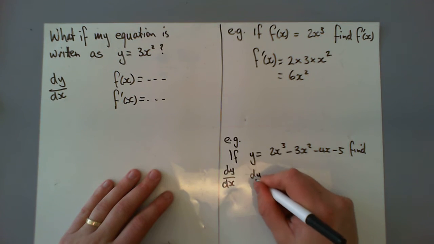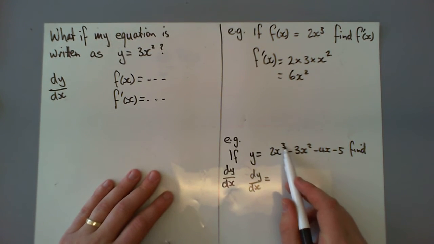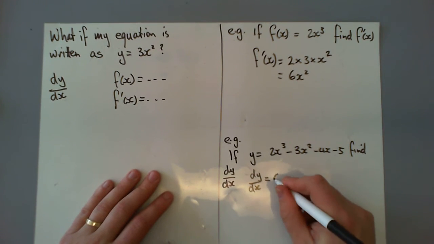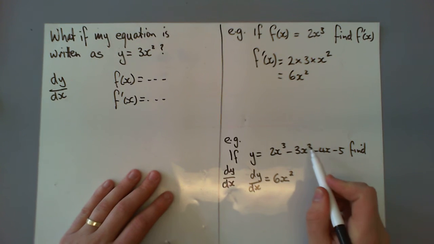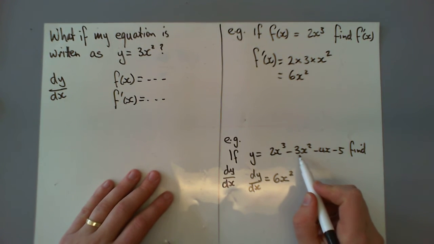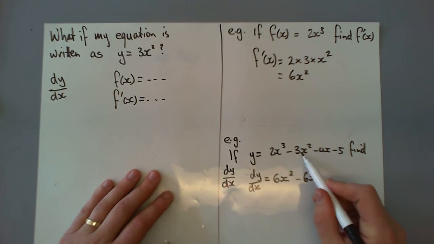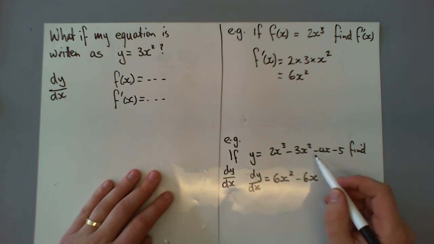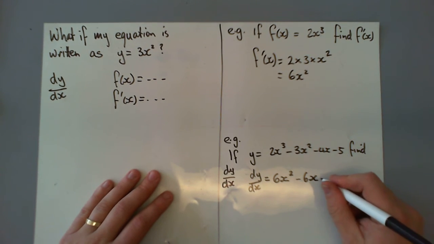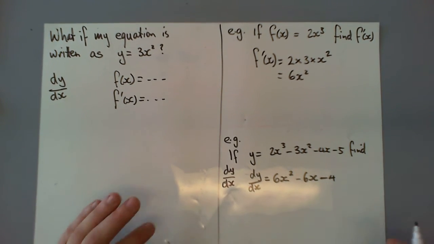What we say, dy dx, we just keep doing it in parts, work our way through. Bring our 3 down, times it by the 2, gives us 6. Reduce our power by 1, makes it 2. Bring our power down, times it by our coefficient, so negative 3 times 2 gives us negative 6x. Bring the power down, reduce the power by 1, makes it just x, minus 4x, that's just going to become minus 4, and our 5 is going to disappear.